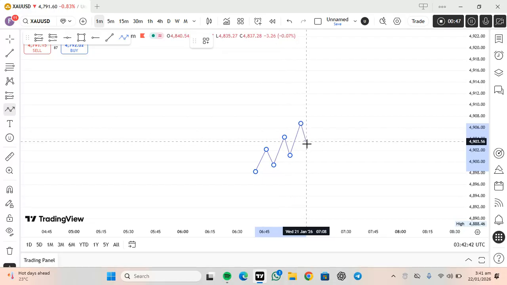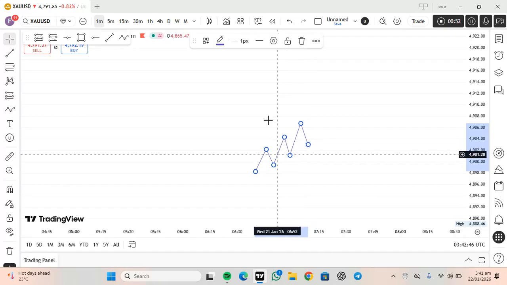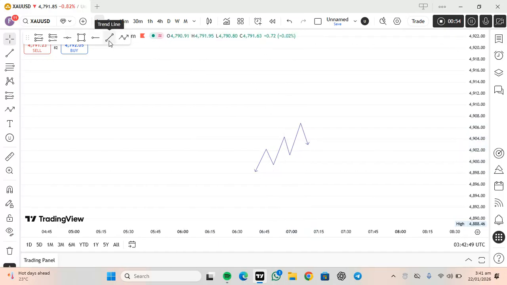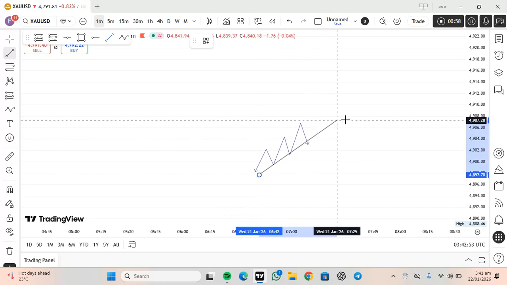You see price creating higher highs and higher lows. That means the market is bullish. Just draw your trend line.